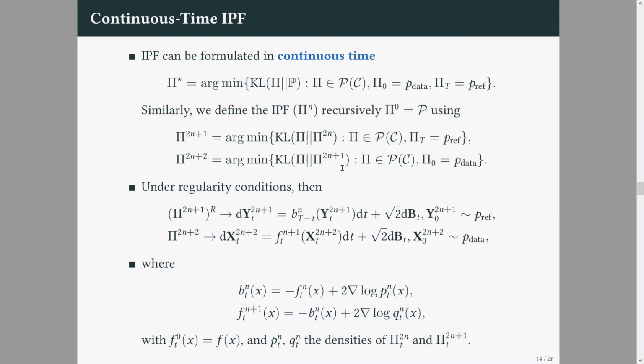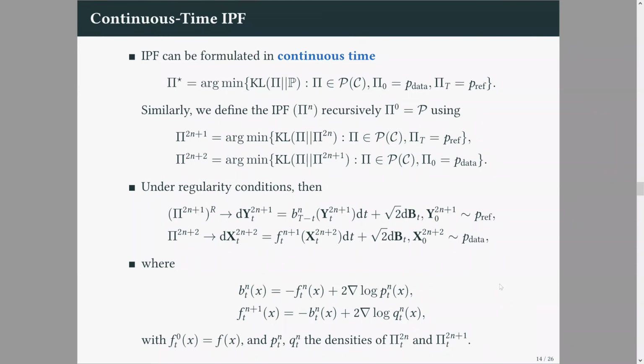So in continuous time, you can think of IPF as follows: at odd iterations, you have backward diffusions which are initialized at the Gaussian distribution, and at even iterations, you have forward diffusions which are initialized at the distribution of the data. The drifts are related between subsequent iterations simply by reversing time, changing the sign in front of the previous drift, and adding a score term. So that's a generalization of what we did in continuous time before for the denoising diffusion model, but you iterate this process.